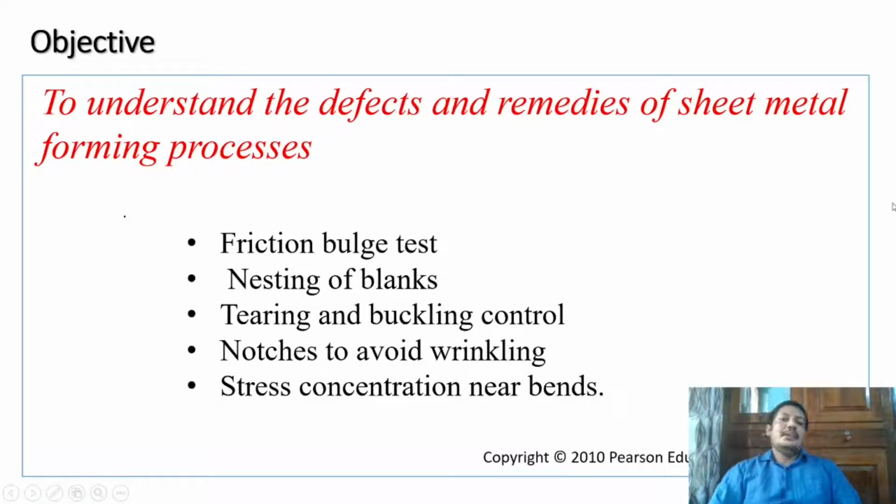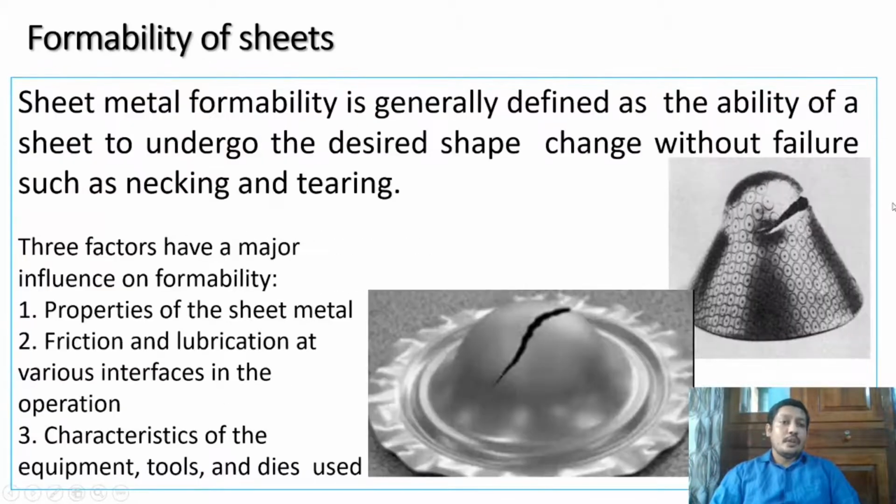You can see terms like friction, bulge test, nesting of blanks, tearing and buckling control, notches to avoid wrinkling, and stress concentration near the bends in this class. If we want to talk about all these terms, it is important for us to understand the term called formability of sheet. That is, if the sheet is unable to form properly, normally defects will arise.